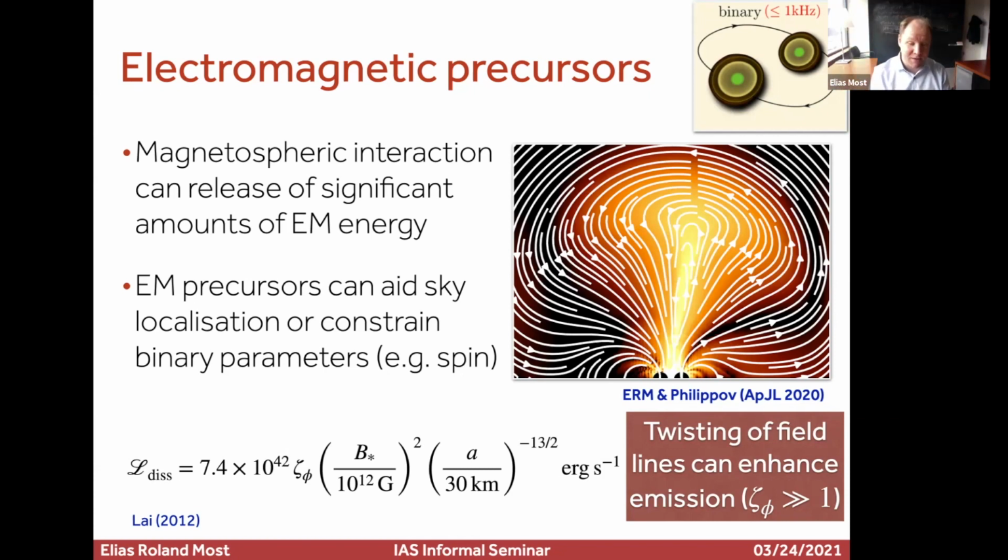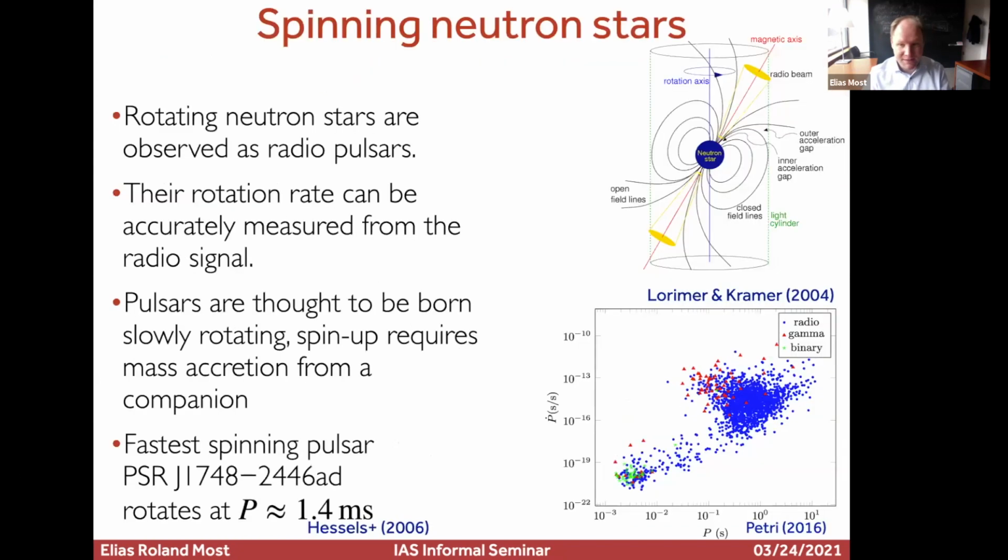If you do simple back of the envelope estimates, one of them is by Dong Lai, who proposed that it should be of the order of 10 to the 42 ergs per second, which would put it in the same range energetically as a fast radio burst. There are some caveats of why this is not a good fast radio burst model, but we can save them for later. The interesting thing is, in principle, you would expect similar phenomena either in the radio band or in the X-ray band.